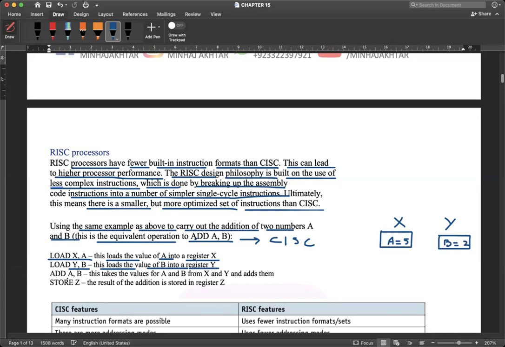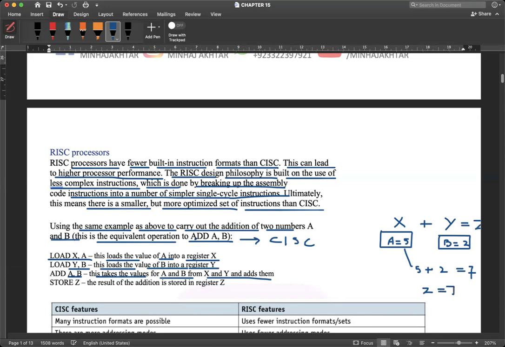Now, add A comma B. This takes the value of A and B from X and Y and adds them. So if you're going to add them, X and Y are going to take the value, that is 5 plus 2, it becomes 7. And this 7 is going to be added into the register Z. So X plus Y is equal to Z. So in Z, the value of 7 will be stored.